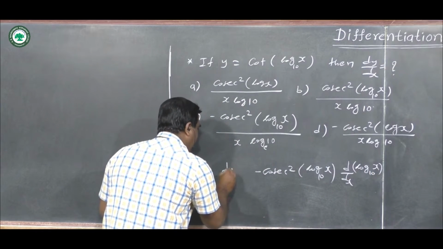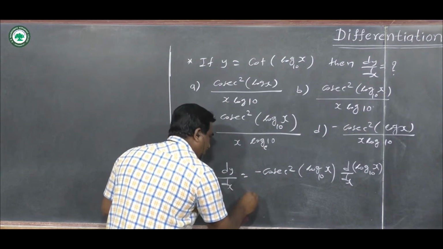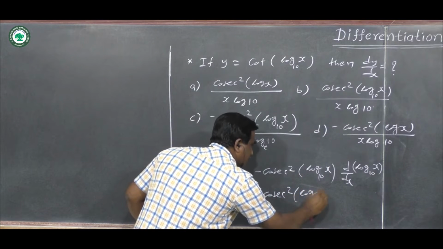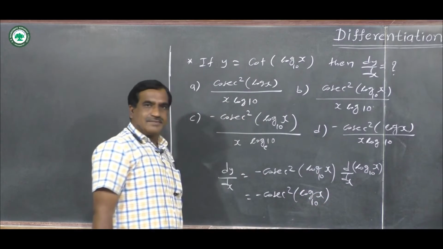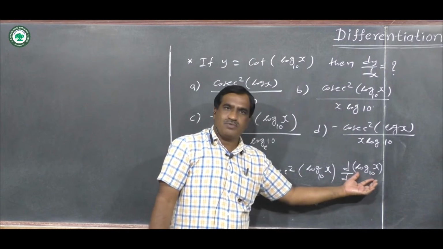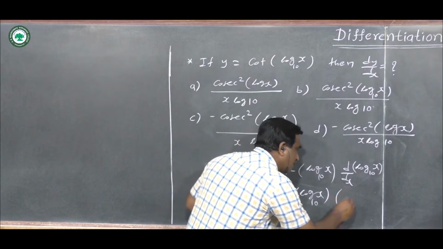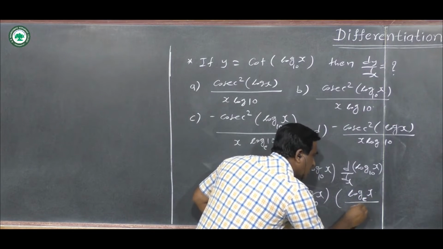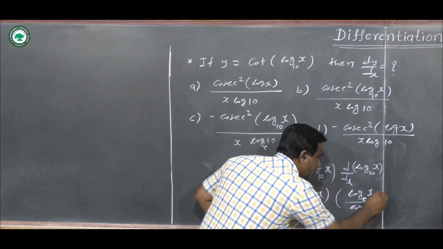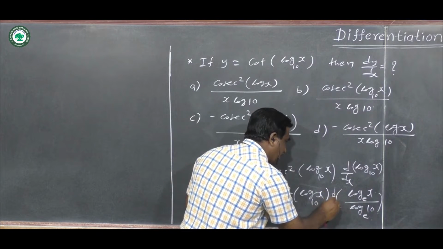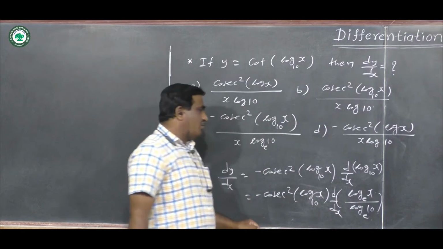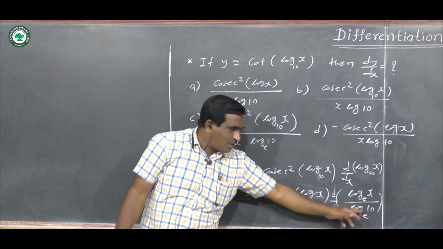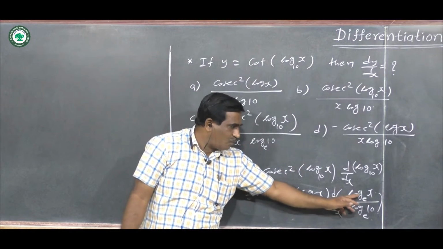Here at left hand side, dy by dx equal to minus cosec square of log x to the base 10 as it is, and by using the change of base theorem for logarithm, we can write this log x to the base e upon log 10 to the base e. Here dy by dx as it is. Then we have to find the derivative of this term.